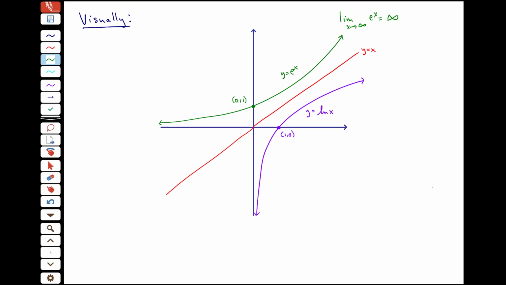And we also saw that the limit as x goes to minus infinity of e to the x is equal to 0. And that's what we see on the left-hand side here. As the values of x get bigger and bigger in the negative direction, the values of our function get closer and closer to 0. So another way of saying that is that e to the x has a horizontal asymptote of y equals 0 just to the left.